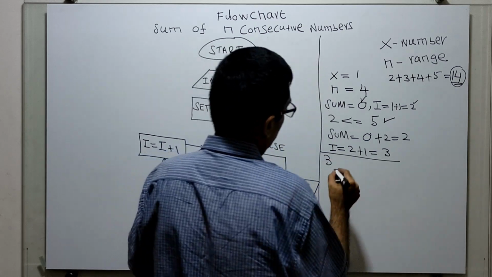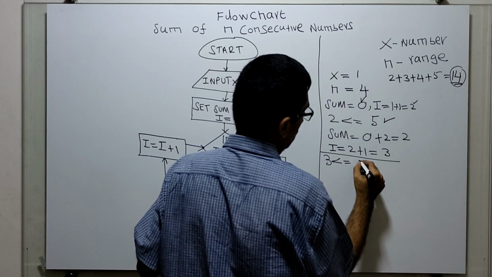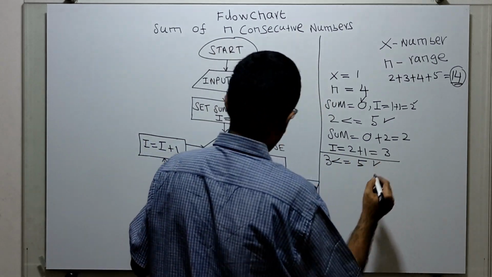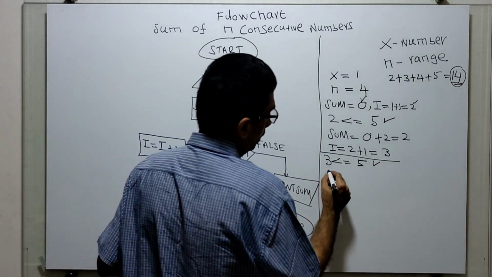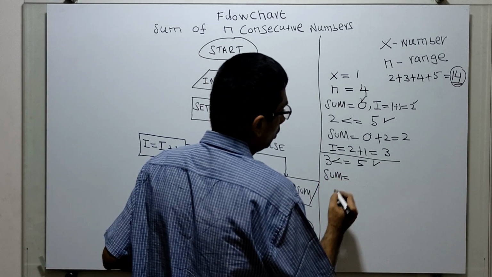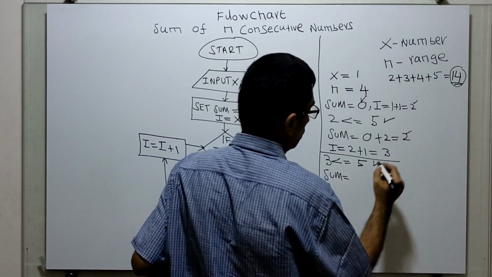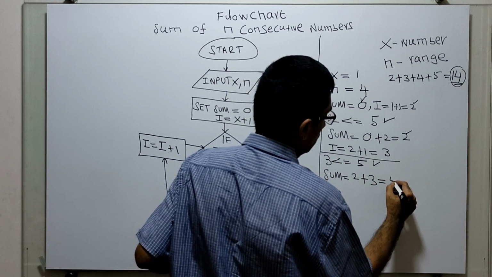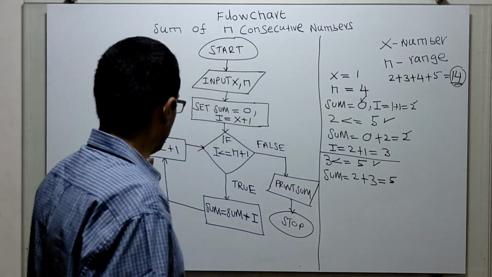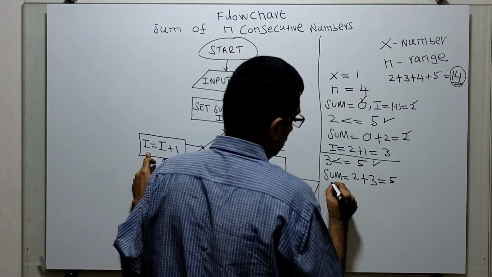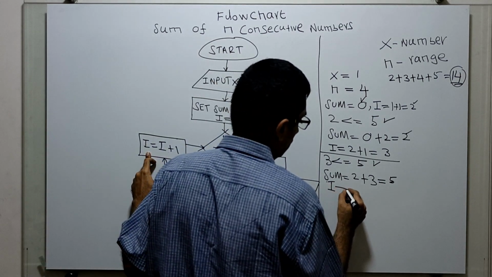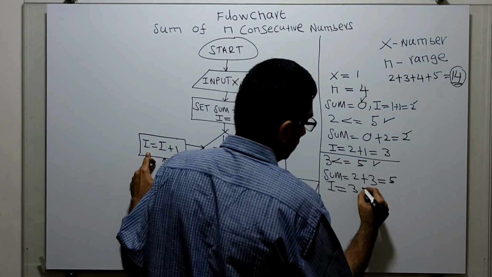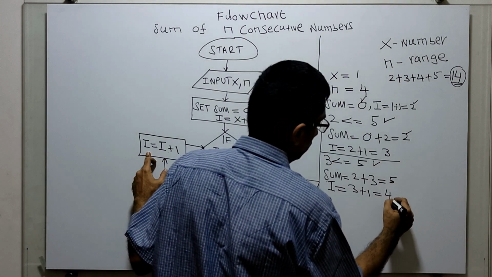3 less than or equal to 5. The condition is true. Sum equal to sum plus I. Sum equal to existing value of sum, 2, plus value of I, 3, which is equal to 5. Now I am incrementing I by 1. I equal to existing value of I, 3, plus 1 which is equal to 4.